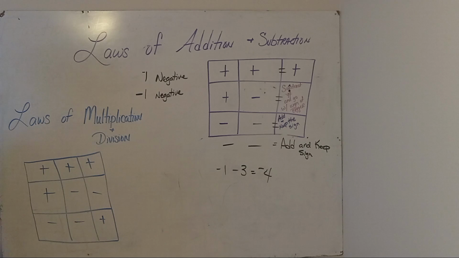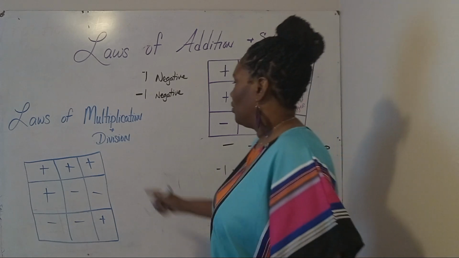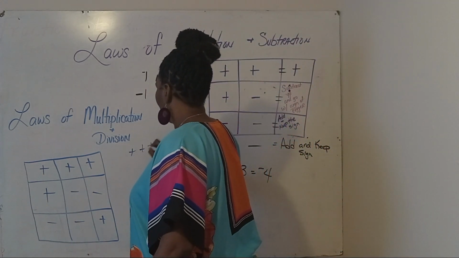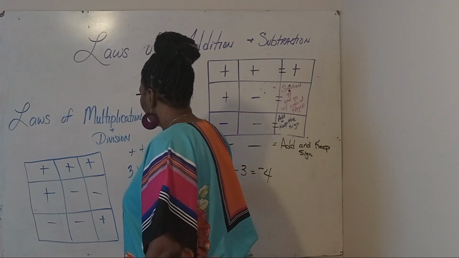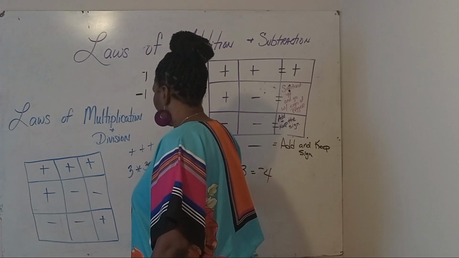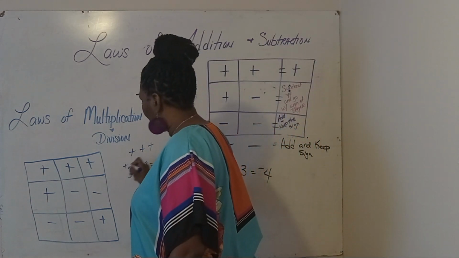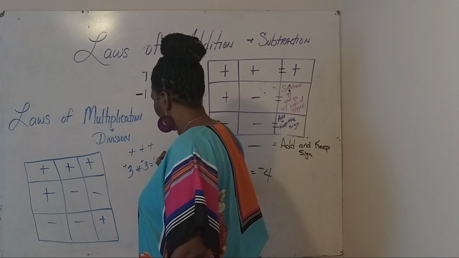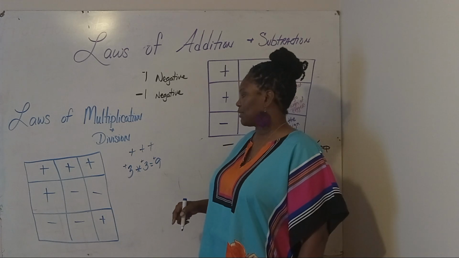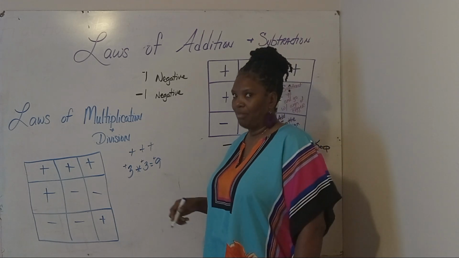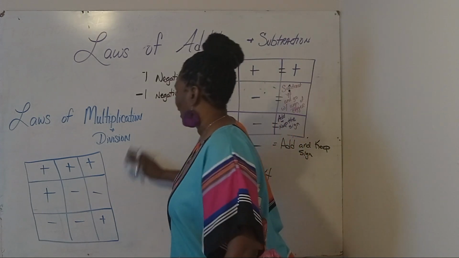Alright. Let's go to the law of signs with multiplication. What this means is positive times a positive equals a positive. 3 times 3 equals 9. All those are positive numbers. If it looked like this, same thing. +3 times +3 equals +9. Okay? If it were written like that, that's all that means.